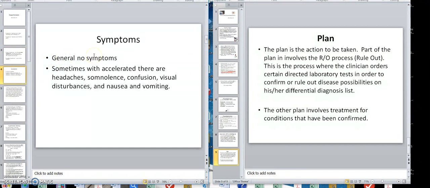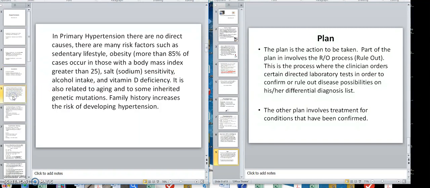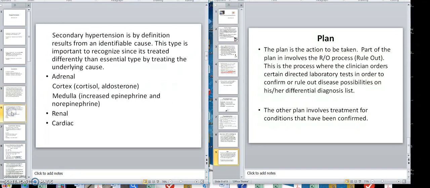Generally, hypertension is what they call the silent killer. Generally, there are no symptoms. Sometimes you may have a headache or two, but that doesn't really say anything. Okay. No direct causes in primary hypertension.